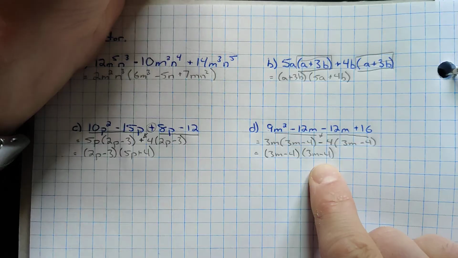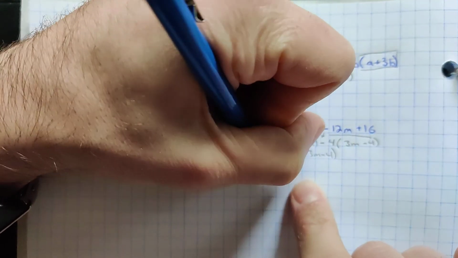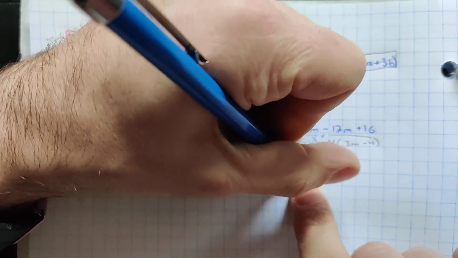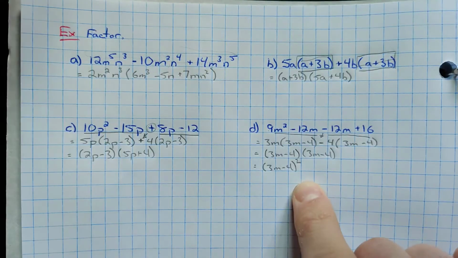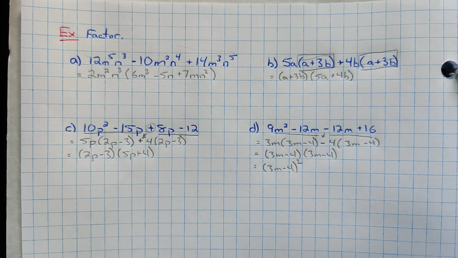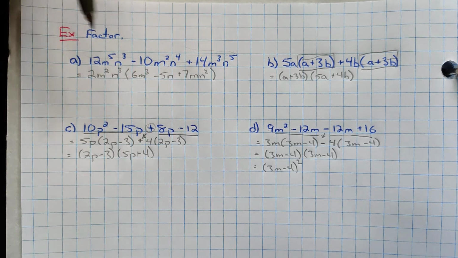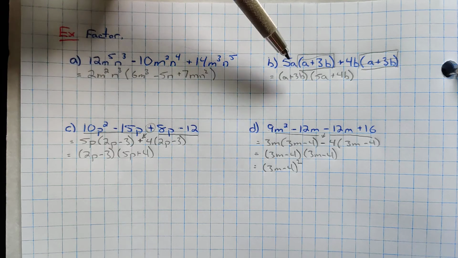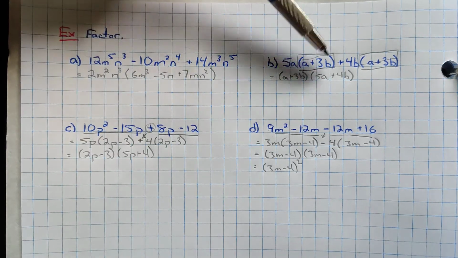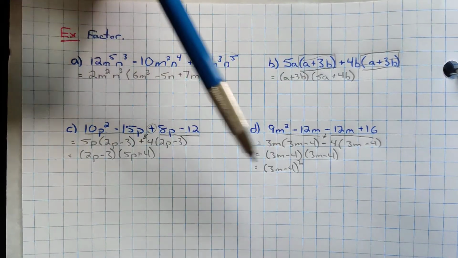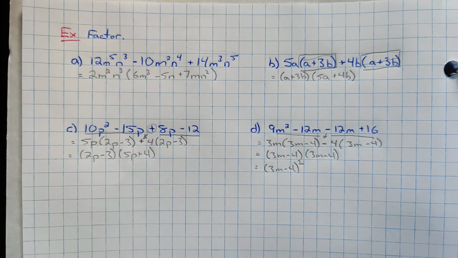Well, look here, we got ourselves a perfect square trinomial. So this is 3m minus 4 squared. So again, when we're factoring, look for common factors first. If you can't find a common factor, try factor by grouping methods and looking for binomial common factors as well. There are cases where you might not be able to factor because not everything is factorable.